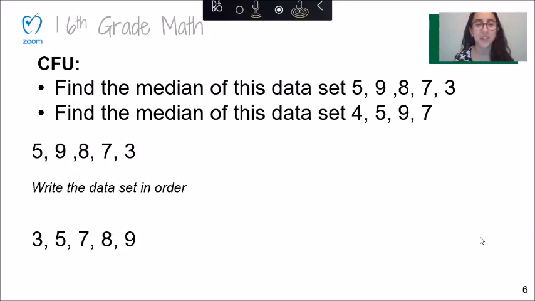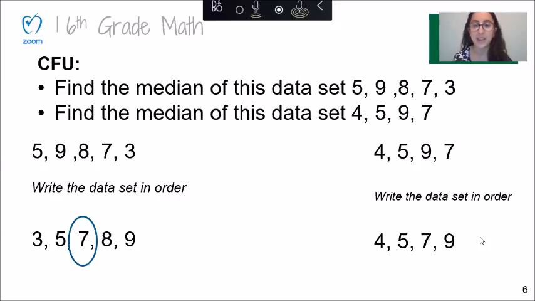For that first question, remember step 1, write your data set in order. If you chose 8, you forgot the very crucial step of writing your data set in order. When you did that, you should have found that your median was 7. In the second problem, same thing, you had to write it in order. You should have realized this is just like the example that we just did, and you have 5 and 7 in the middle. So the midpoint between 5 and 7 is 6. Therefore, your median in number 2 was 6.